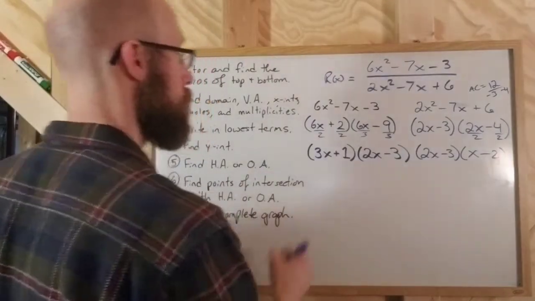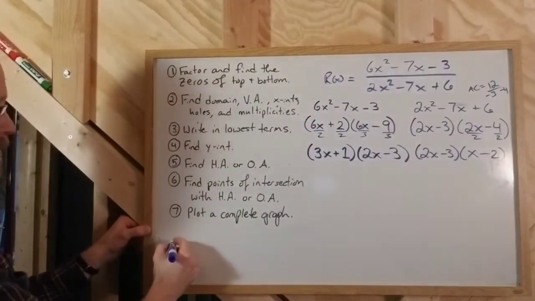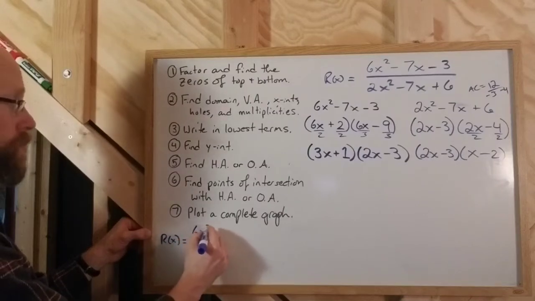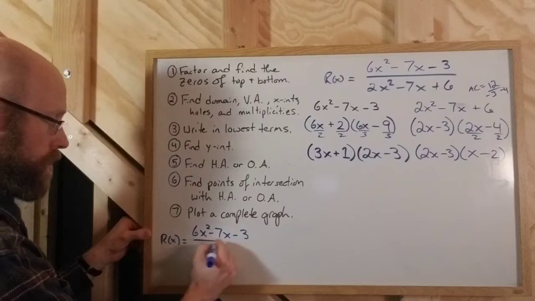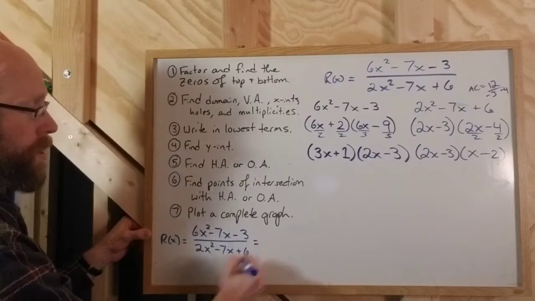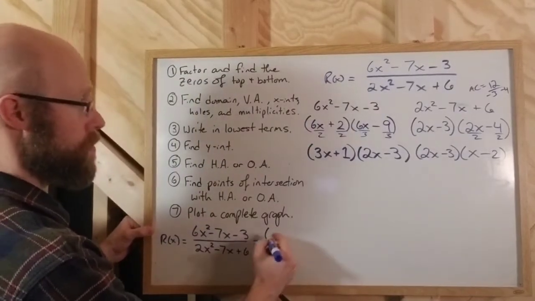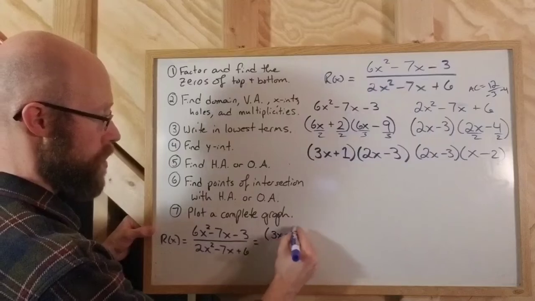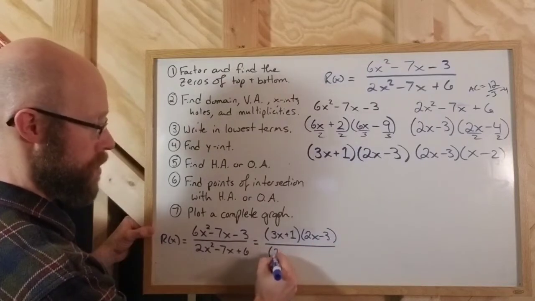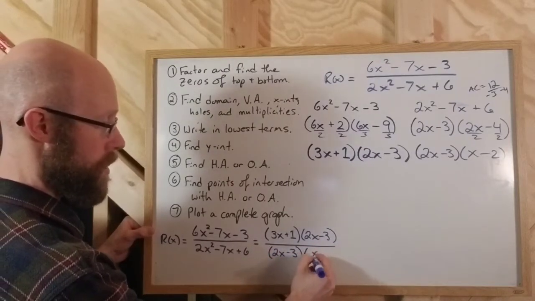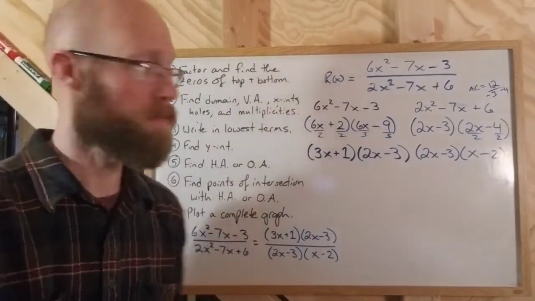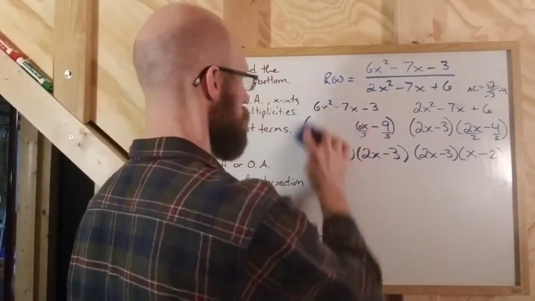Okay, so my original rational function, I'm going to go ahead and write it out over here on the side, was 6x squared minus 7x minus 3, all over 2x squared minus 7x plus 6. If I factor it down, I'm going to get 3x plus 1 times 2x minus 3, all over 2x minus 3 and x minus 2. Okay, so that's my factored form for each of those polynomials. I'm going to clear myself a little bit of space here so I can do some other work.